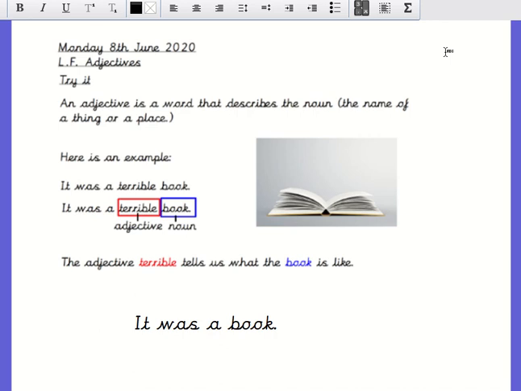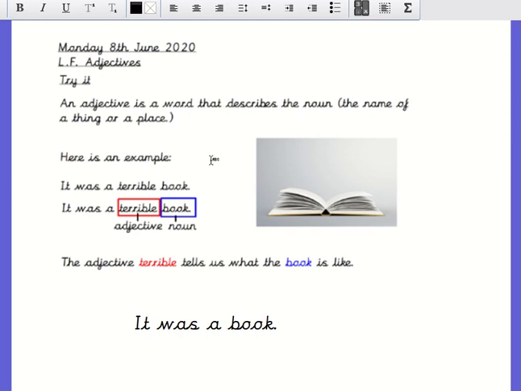I'm here to talk to you a little bit about the skill that you're going to be using in writing today. And as you can probably tell from the LF, our skill is adjectives. You might remember exactly what an adjective is, but I'm just going to go over it again very quickly, a bit of a refresher before we have a go at this ourselves. So let's have a look at what Mrs. Sandbrook has said here. An adjective is a word that describes the noun. Now a noun, as you probably know, is the name of a thing or a place, or it could be a person, a boy or girl, or anything like that.